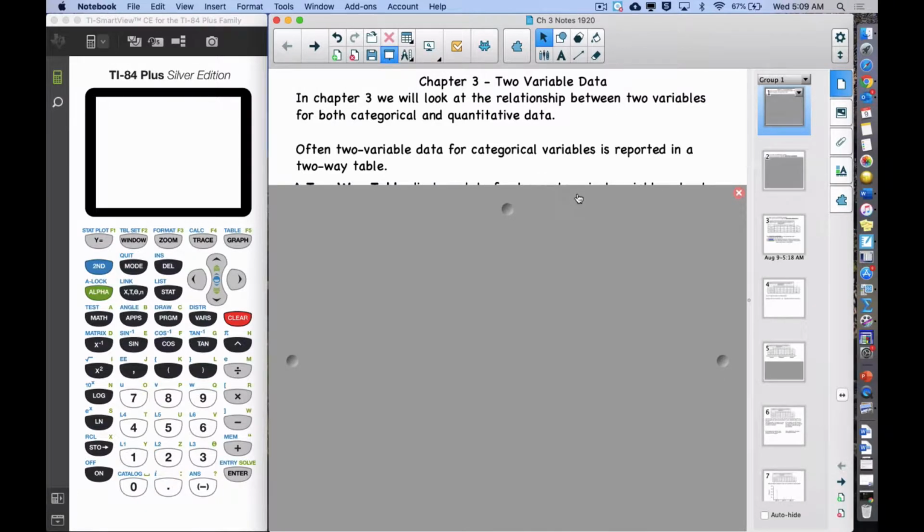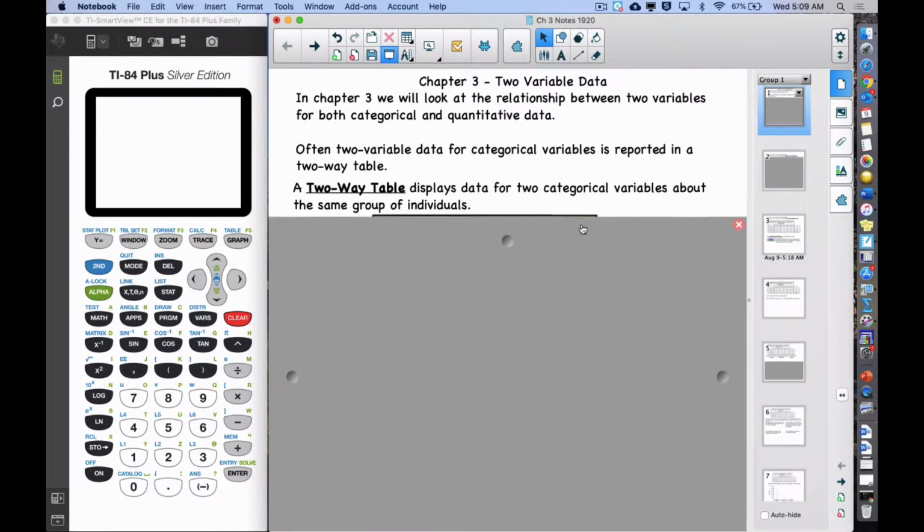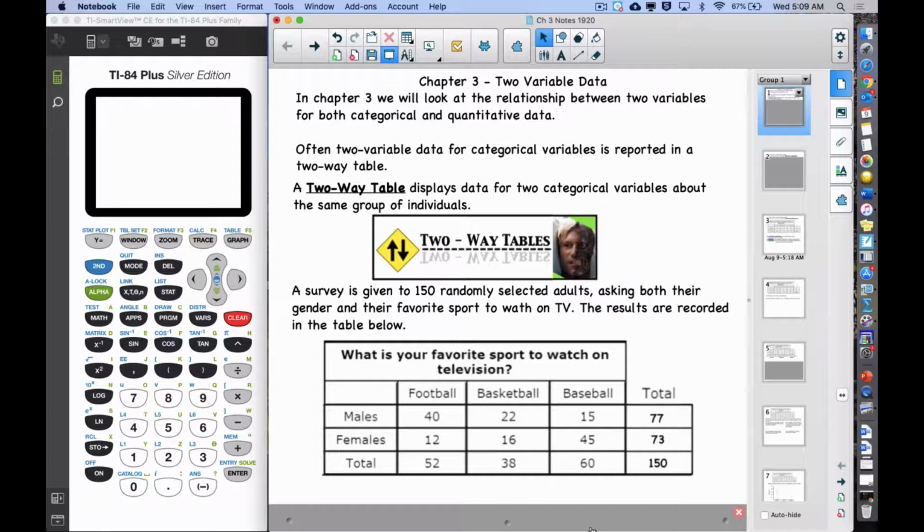So often two variable data for categorical variables is reported in something called a two-way table. And a two-way table just displays data for two categorical variables about the same group of individuals. So often we took one big sample, but we recorded two pieces of information, and we want to look at a table that has the breakdown of how those people work, or what happened to those people.